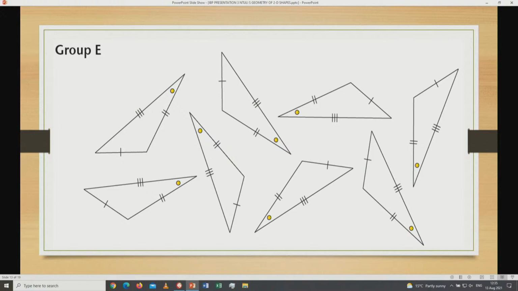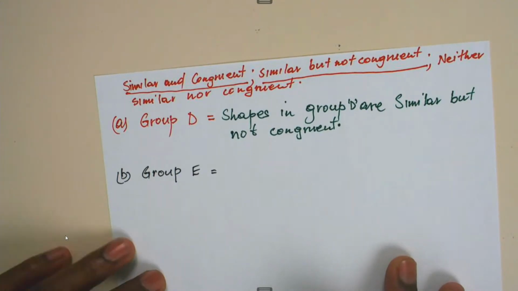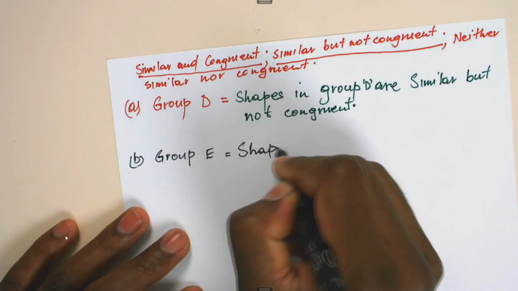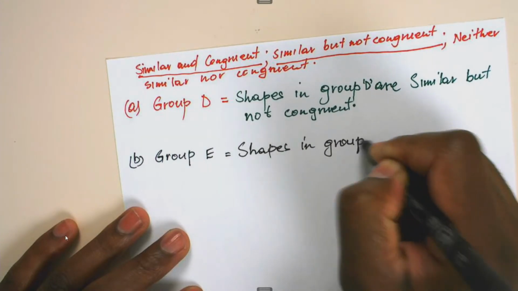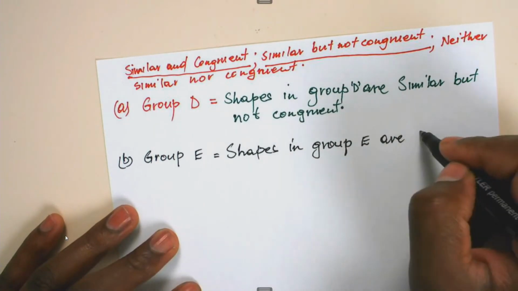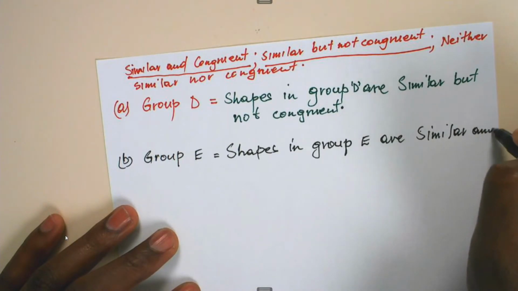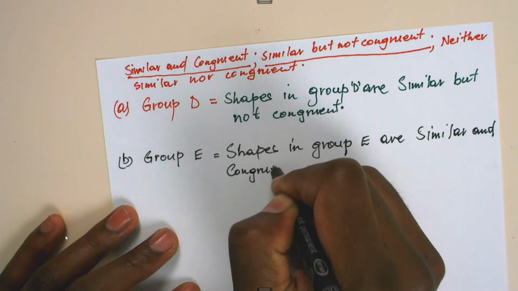All right, guys, your 2 minutes has lapsed. Now let us get to see the findings. All right. Now, what do we say about shapes in group E? Shapes in group E are similar. That's what I found. Yes, are similar and congruent. Guys, we have observed those shapes.